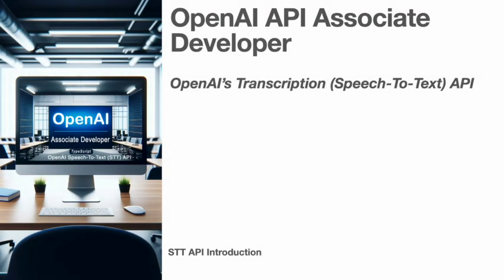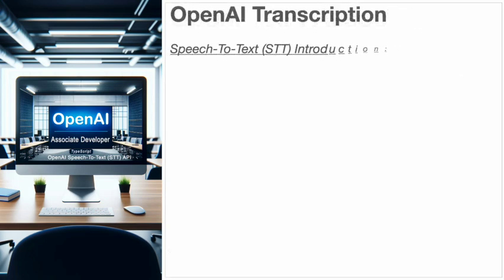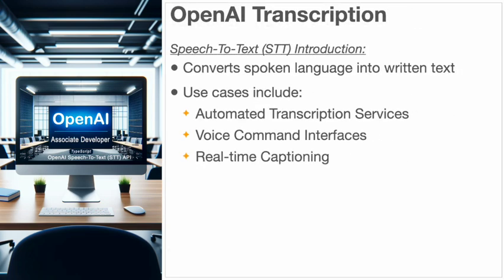In this lesson, we'll introduce the OpenAI Transcription API, a powerful tool that converts spoken language into written text. This feature is useful for applications such as automated transcription services, voice command interfaces, and real-time captioning. While OpenAI refers to this API as the Transcription API, it is commonly known as the Speech-to-Text, or just STT API in the industry. Let's begin by understanding the core configuration properties for the Transcription API.